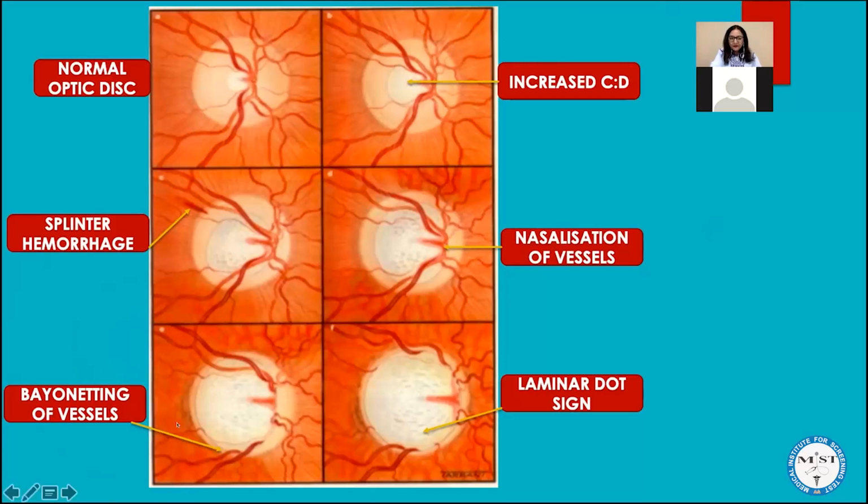Okay. Then when the fibers are getting lost, more and more fibers are becoming damaged, the cup has become so big, as you notice over here, and it becomes deep, so that the vessels appear to be bayoneting. That is, they go deep and then come on the surface, because the cup has become very deep now. So this is another sign of glaucoma. And then since the damage of the nerve fibers is occurring, the openings of the lamina cribrosa through which the nerve fibers pass become prominent, and this sign is known as laminar dot sign.